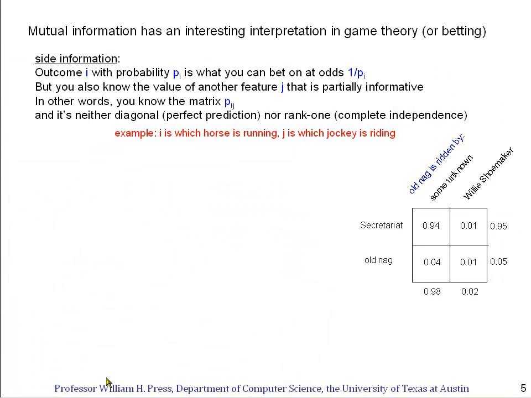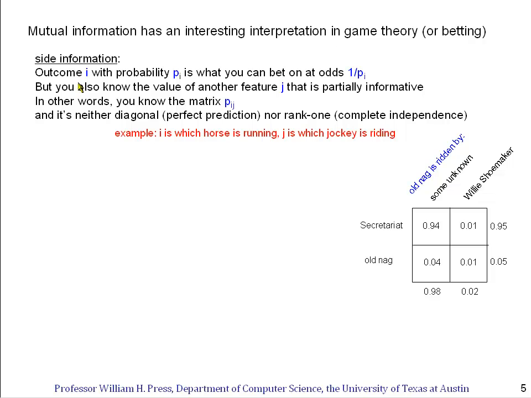Now we're going to go back to the racetrack, because mutual information has a particularly interesting interpretation in game theory, or put less abstractly, in betting on horses. Let me define something called side information.